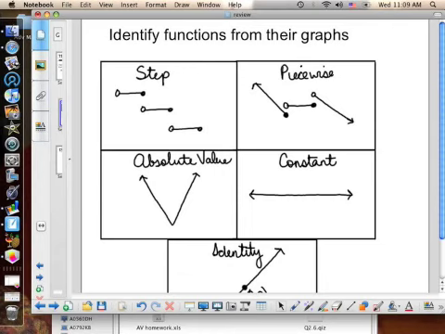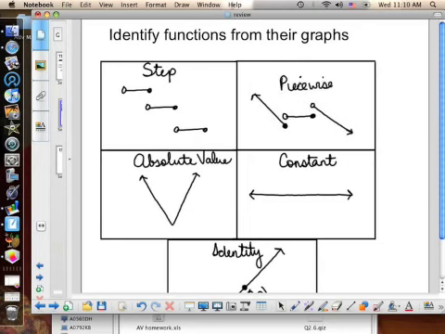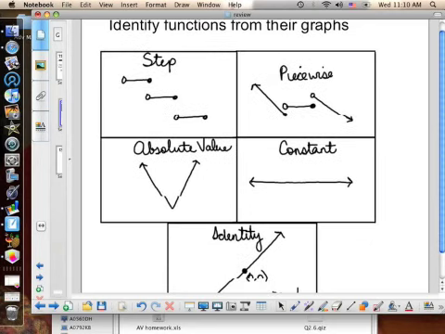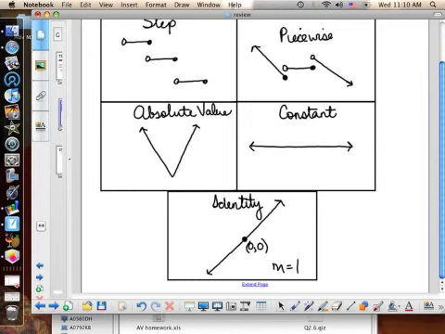Now, I might take these and move them this way instead. But it's still a step function. I might take this and mix it up somehow, but it's still a piecewise function. I want you to be able to identify. An identity function is what it is. You can't change that. A constant function is what it is.